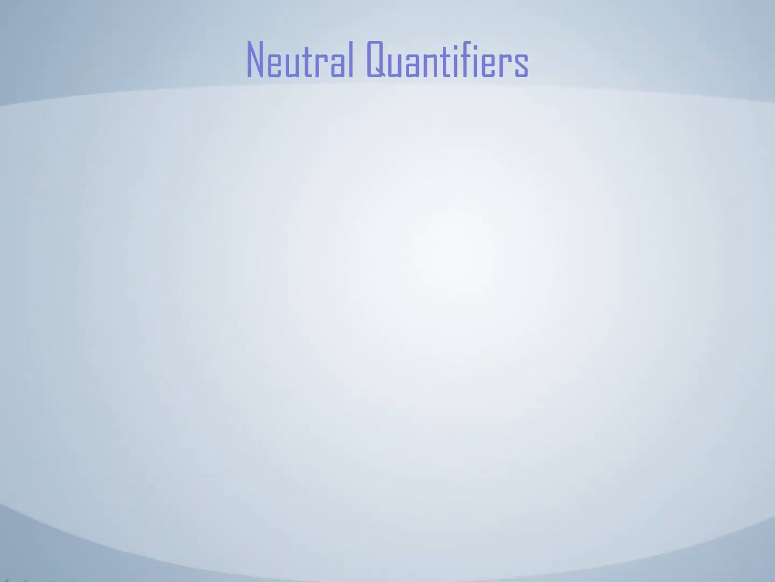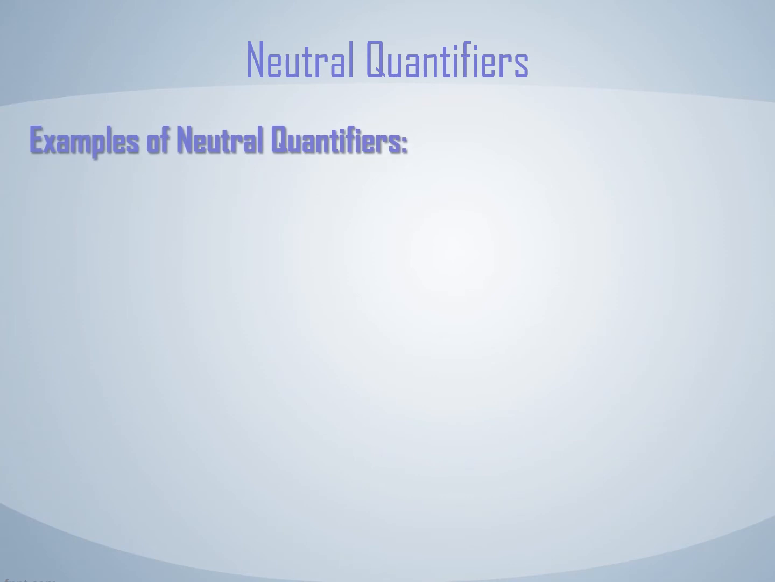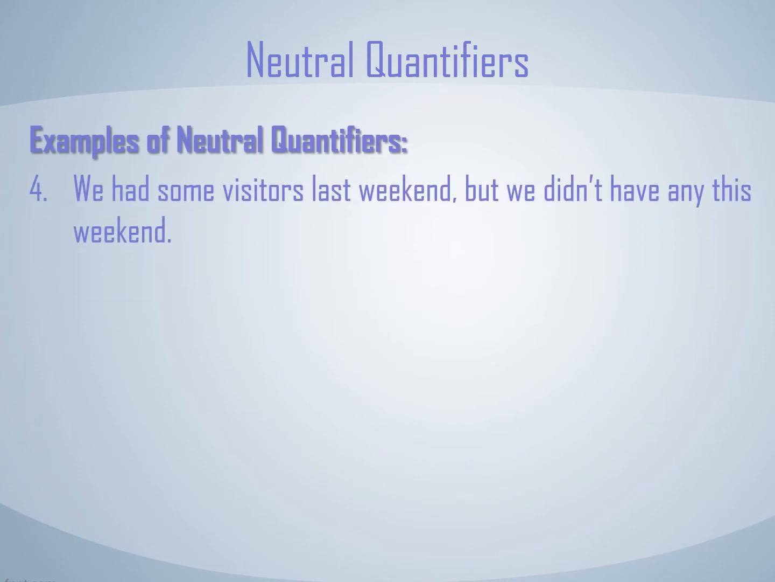Now, further examples we have here. We had some visitors last weekend, but we didn't have any this weekend. Now visitors, again a count noun, but we are not sure about the number of visitors, or we don't know the exact number of visitors. That's why we have used some here. And when I write the next sentence in negative, I didn't use some, I used any here.